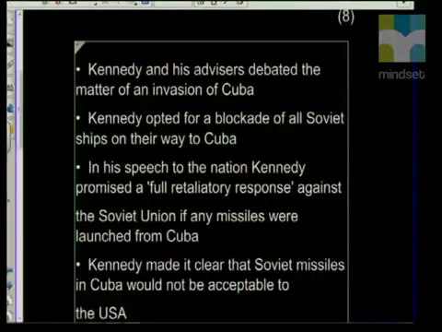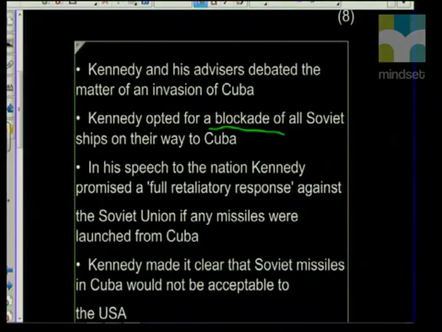Okay. Now, the first thing is Kennedy and his advisors debated the matter of the invasion of Cuba. We already know that because we looked at the sources and how the United States responded. And then they opted for a blockade. We've looked at that as well, or the quarantine. I'm quickly going to underline that so that you can remember. So that is also found in the source.